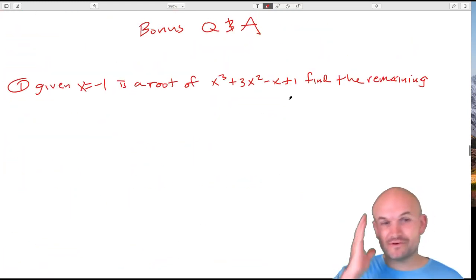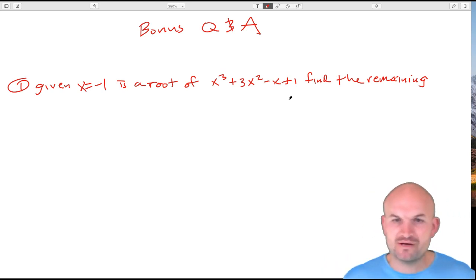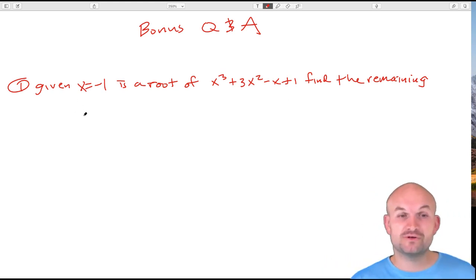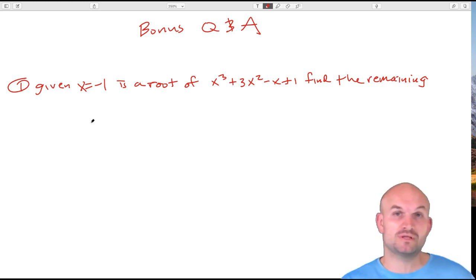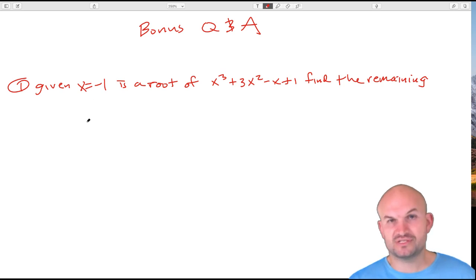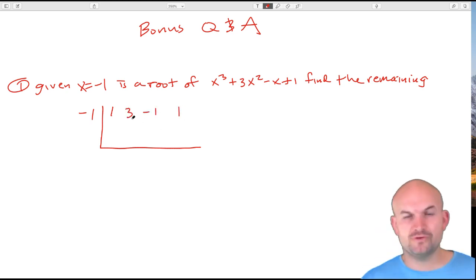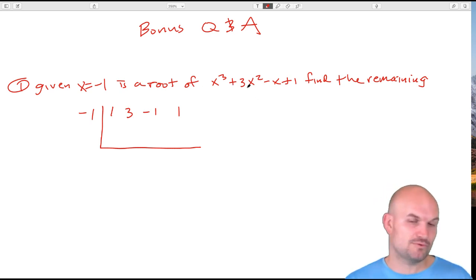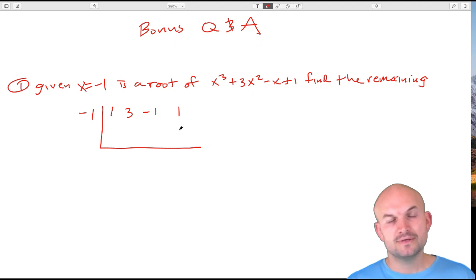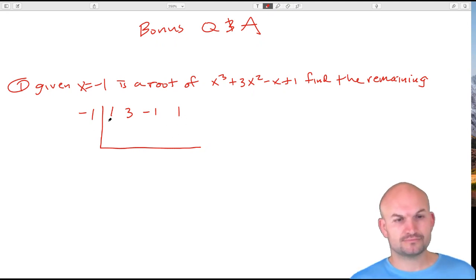All right, so given that negative 1 is a root of x cubed plus 3x squared minus x plus 1, find the remaining roots. So one way you could do this is synthetic division or long division. Whenever our root is just a number, typically I like to use synthetic division. So what you're going to do for synthetic division is take that root on the outside of this little diagram, and then take the coefficients of your polynomial. So 1, 3, negative 1, and 1. Now, when doing synthetic division, you want to make sure that if there is not a variable like an x squared or an x, you use that place value of 0.